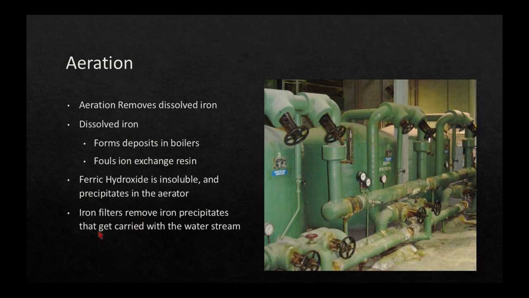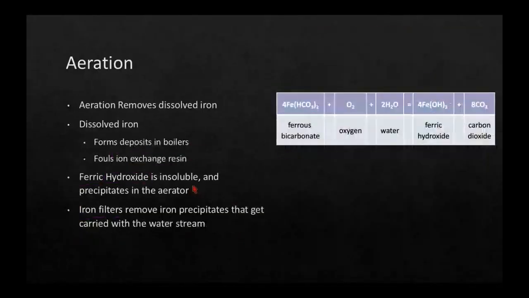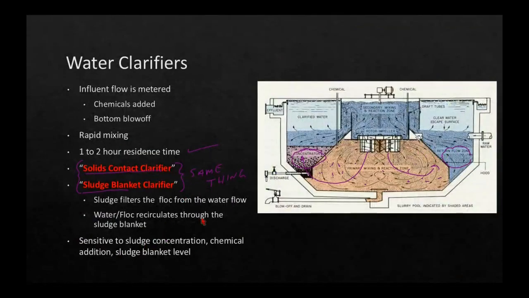Aeration removes dissolved solids, and then filters remove iron flock that gets carried over from the coke tray. But if it's surface water, we've gone through a clarifier, and in that surface water clarifier we might get a little bit of carryover into the effluent.